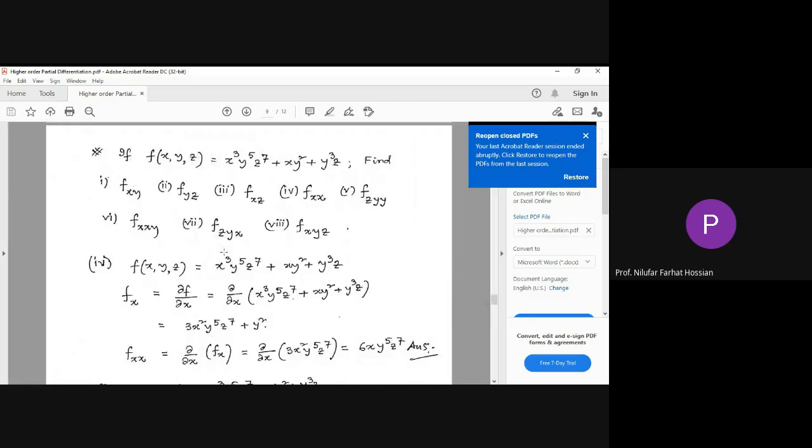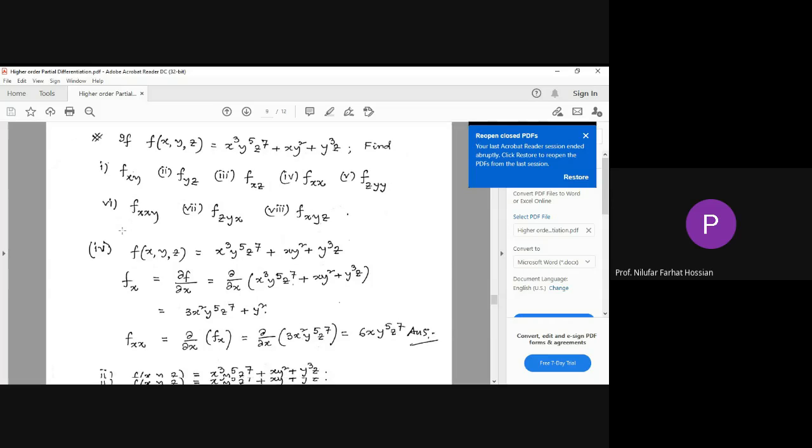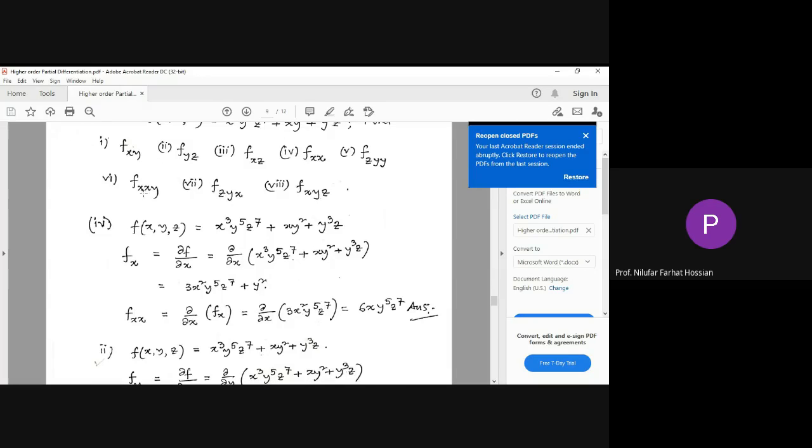Now you see the partial derivatives are given with this subscript notation. So f of xyz equal to this. This is a polynomial, so it will be very easy for us to perform the differentiation. So we will start from this. I'm not doing this whole thing. I'm starting with this 6. So the first one is fxxy.